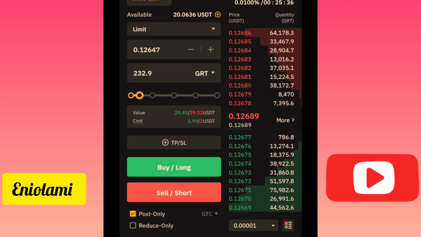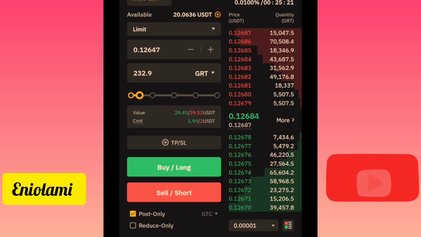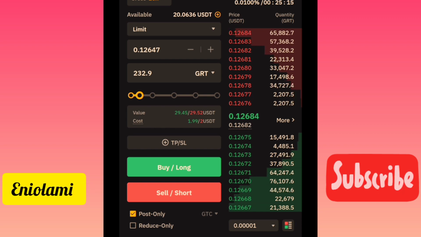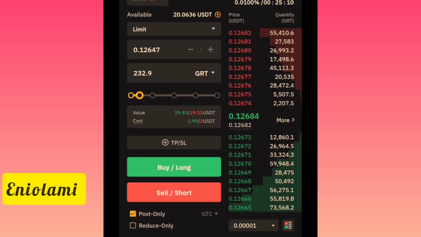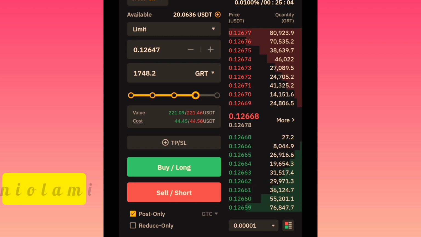You know, ordinarily I'm risking $2 to buy a coin, as you can see in this value. I'm risking $2 cost, which is my margin, to buy a coin of $29 because I'm using 15x leverage. Now let's change this leverage to 5x and see what my margin and my value will be like. Okay, I've changed the leverage to 5x. Because I'm using lower leverage, I'm going to be using higher margin.